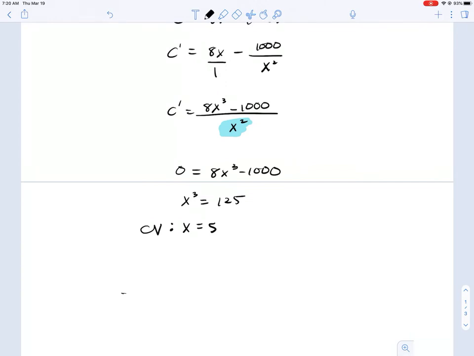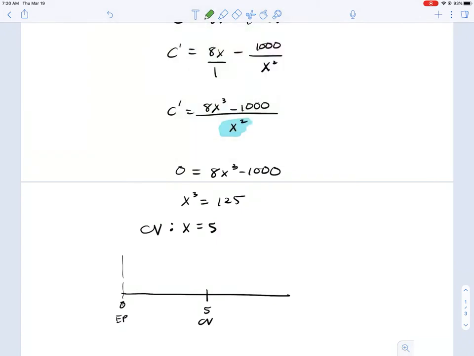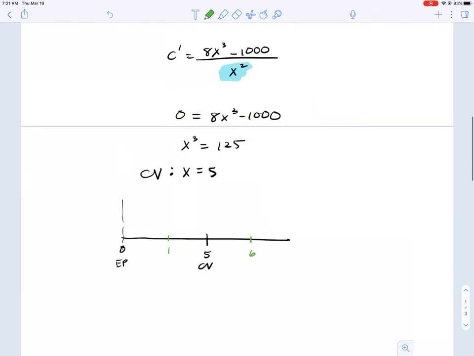and the first derivative test. I'm going to put my critical value on the analysis line, and I'm also going to put 0 over here as an endpoint of the interval. Okay, 0 is not included in the domain, but that's just reminding me that I need to choose a value that's between 0 and 5. So like I could use 1 as a test value, and then how about 6? And I'm plugging those test values into C prime.